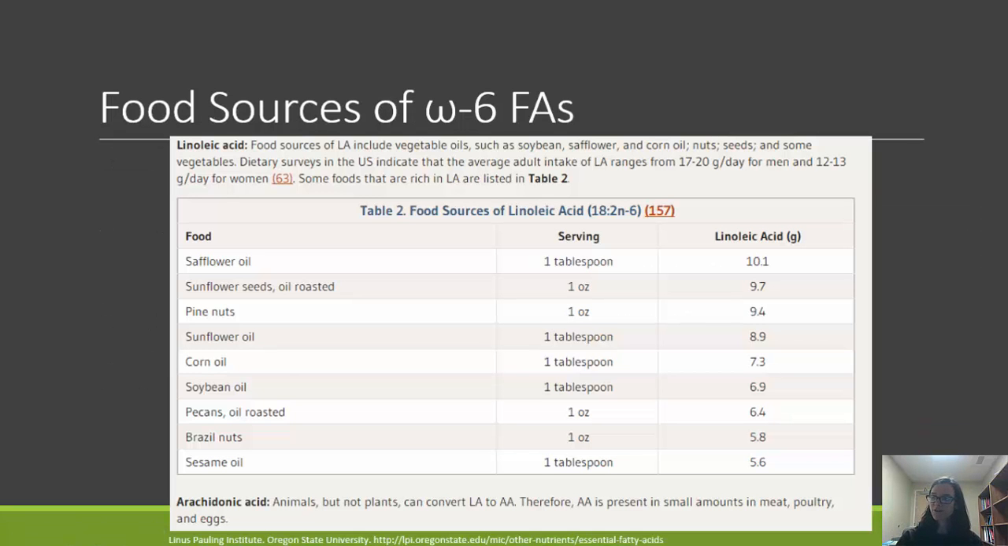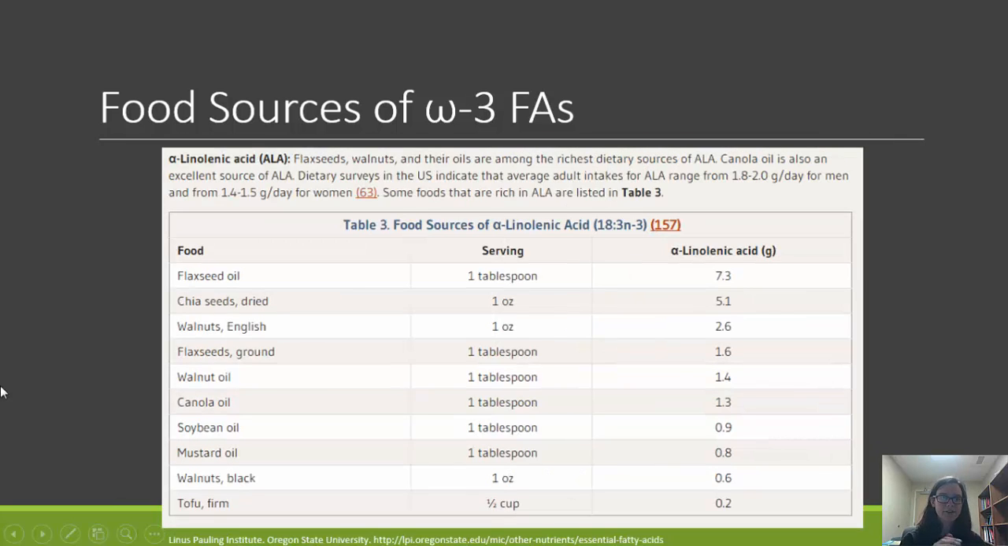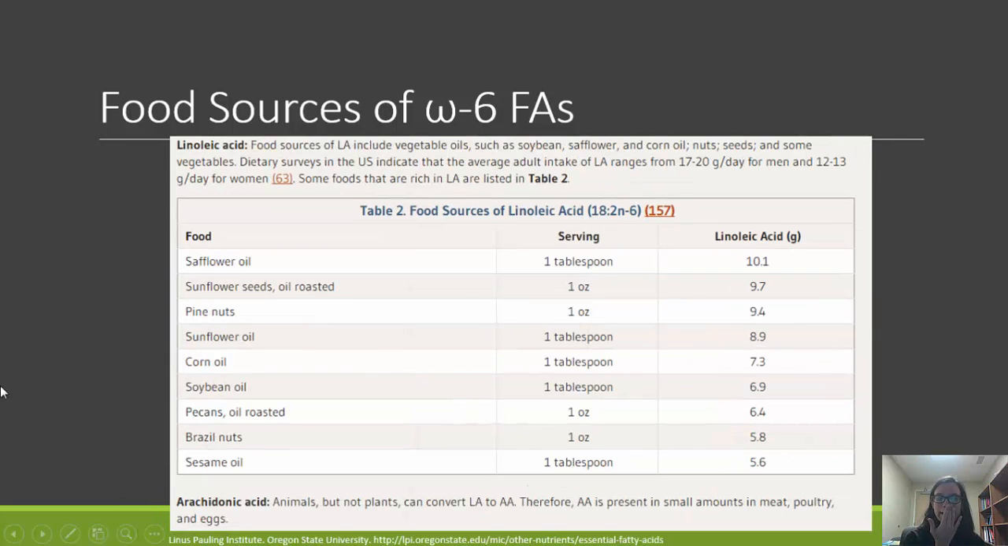Okay, and then we have our food sources of omega-6s. These are mainly oils and nuts where we find our omega-6s. And again, these are very prevalent in the Western diet. But still, we don't want to think of linoleic acid as a bad thing. It's not a bad thing. It's just we need it in moderation relative to the omega-3s.